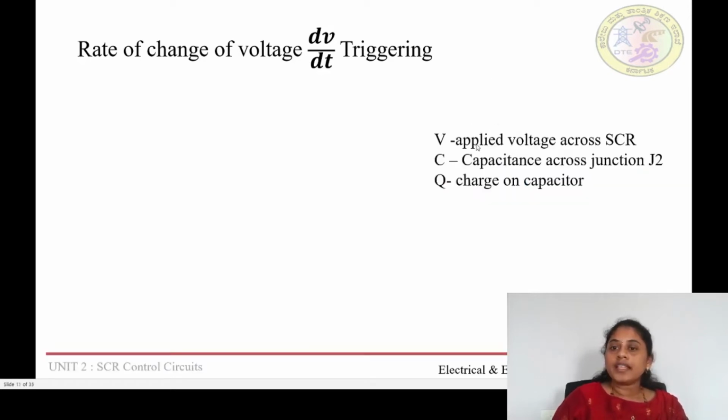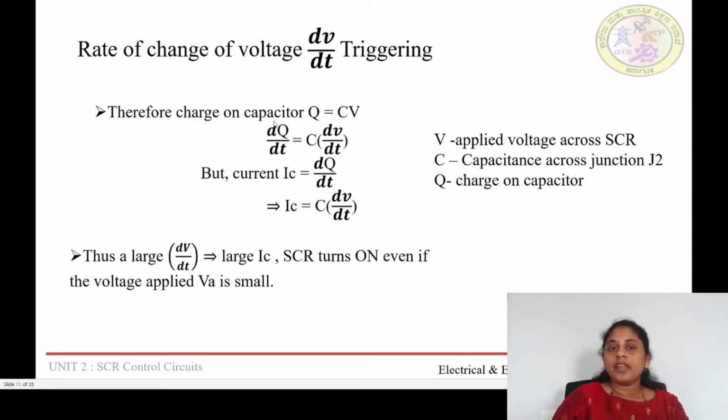If V is the applied voltage across the SCR, C is the capacitance across the junction, and Q is the charge on the capacitor, the charge on the capacitor Q is equal to C into V. We know this equation. By differentiating it, we get dq by dt is equal to C into dV by dt. The charging current IC is equal to dq by dt.